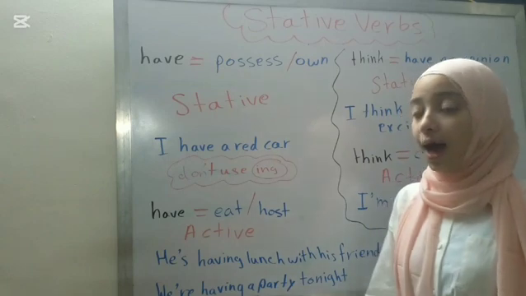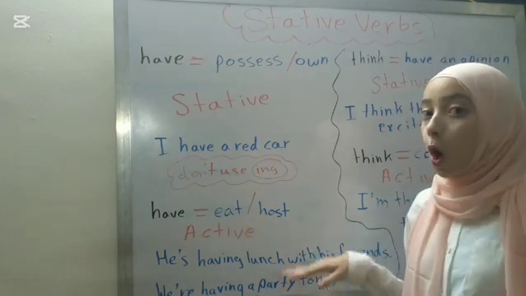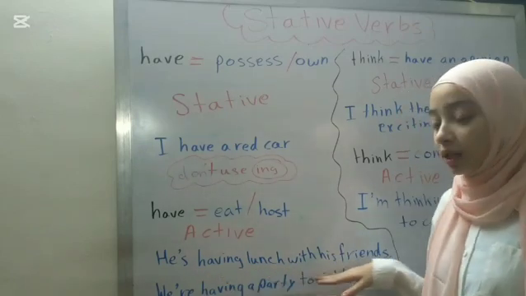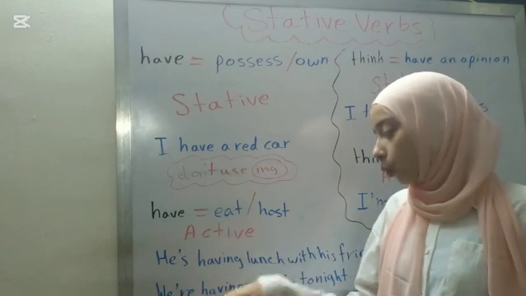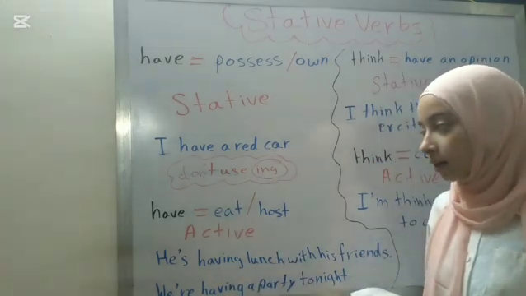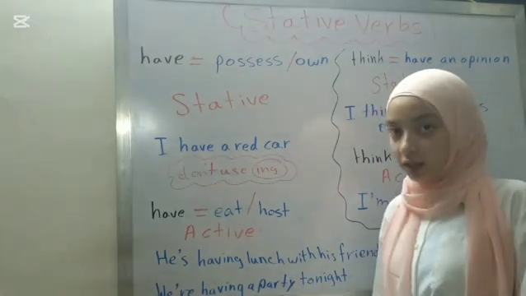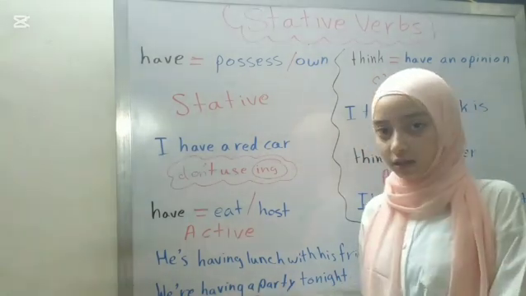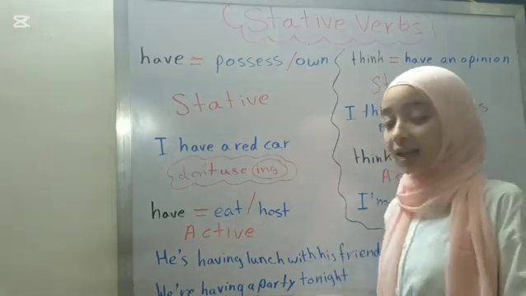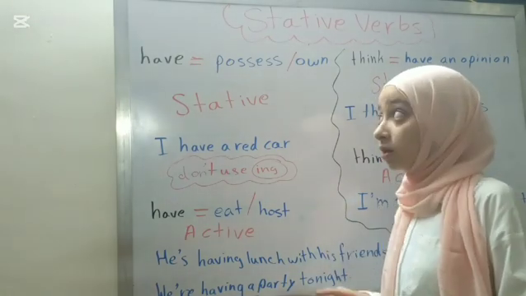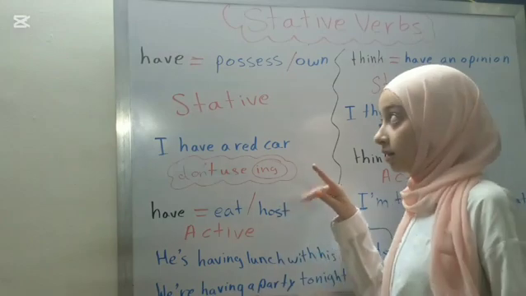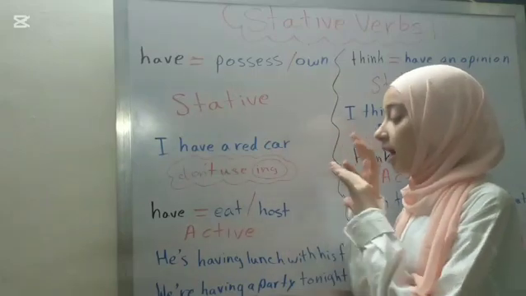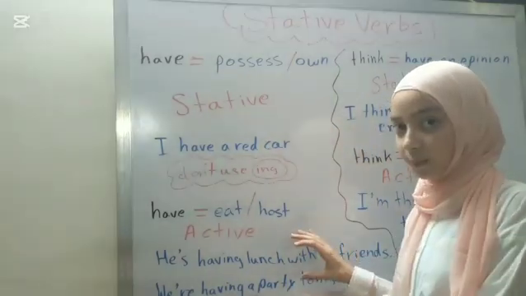But if the verb have means eat or host, like here he's having lunch with his friends, or we're having a party tonight, here it's an active verb. This is an action that the subject did, but it's not a state. This is how the same verb can be in a stative sentence and in an active sentence.